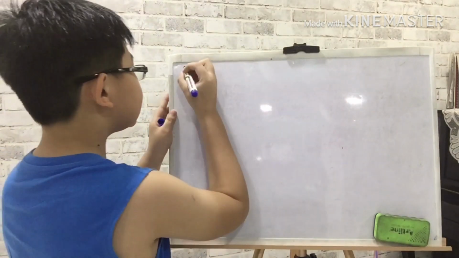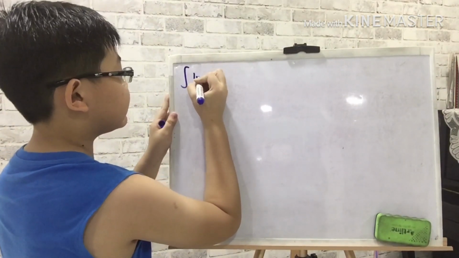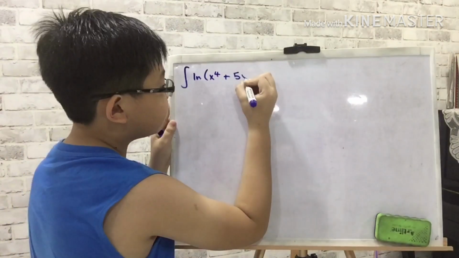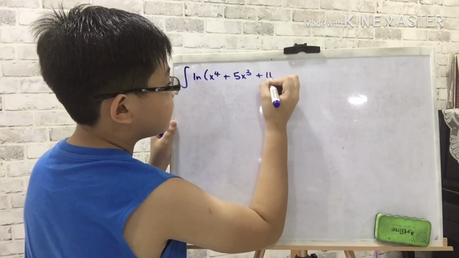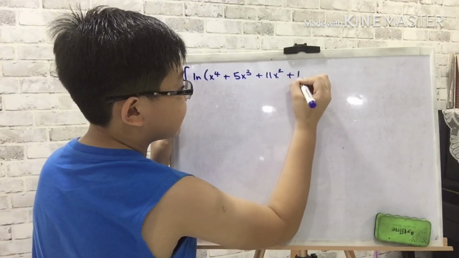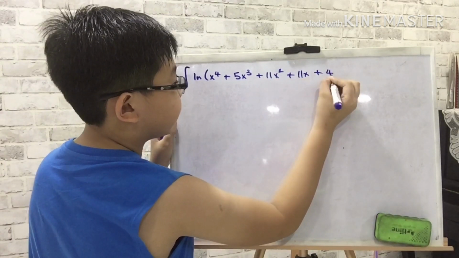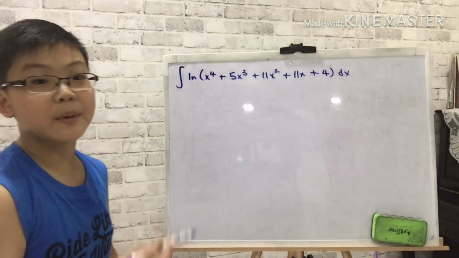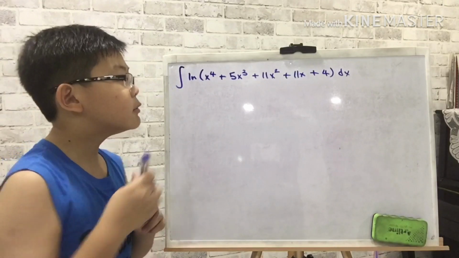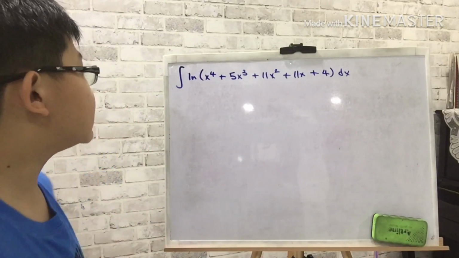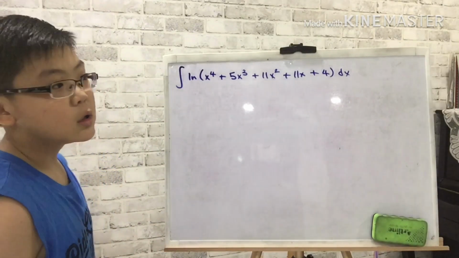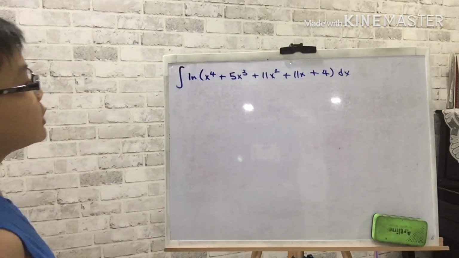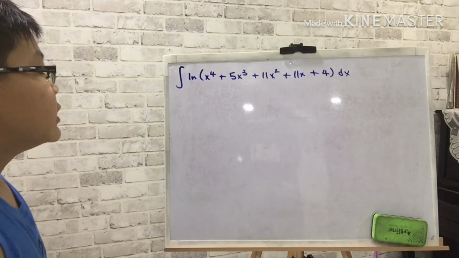So anyway, here's the challenge that he gave. It was the integral of the natural log of x to the fourth plus 5x to the third plus 11x squared plus 11x plus 4 dx. This is a big integral, and without this natural log it would be way easier because we can just use the power rule 5 times to get the answer. But in this case, this natural log is not allowing us to do that.